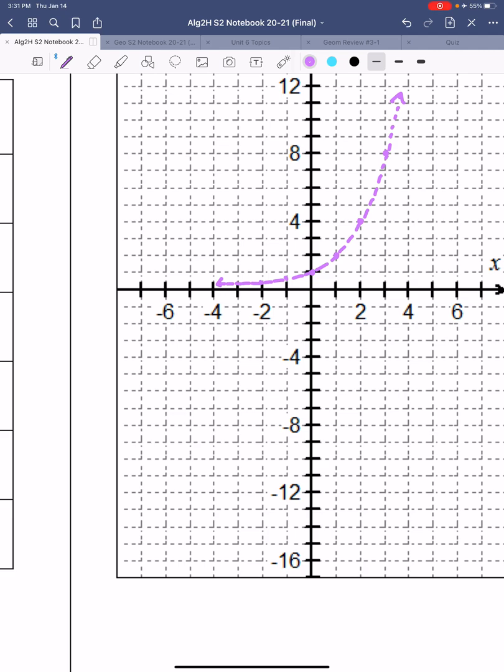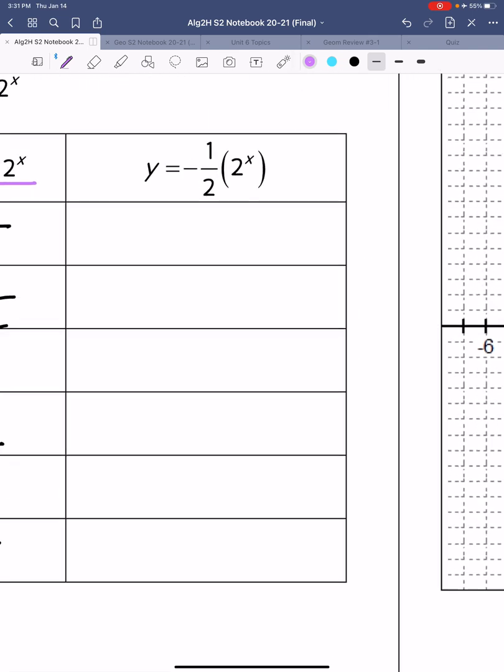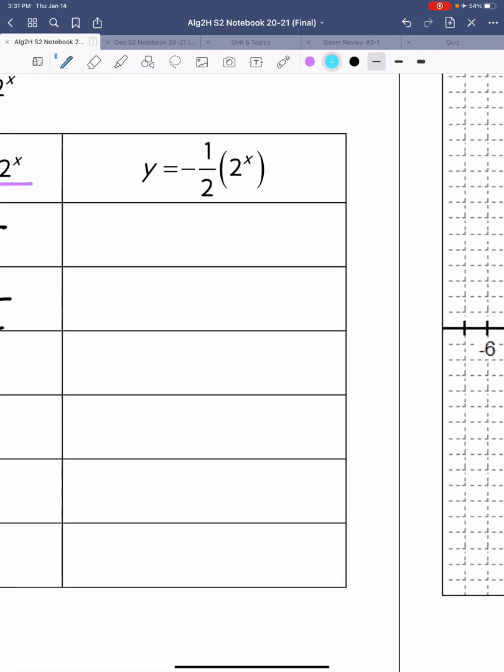All right, so now let's talk about the transformed one. So this is my transformed one. Let's talk about all of these transformations. So a negative out front is a reflect across x. Okay, the 1/2 is going to be a vertical shrink, because it's in between 0 and 1, by 1/2. And that's the only thing that's happening here. There's no right lefts, there's no up downs.